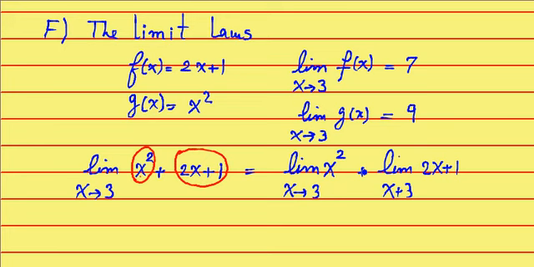When is it that this is legitimate? This is legitimate if the individual limits do exist. If there was no problem finding them, then we can go through this process. That is, I can say, look, let's save time: x squared was done already, 2x plus 1 was done already, and the answer is 16.